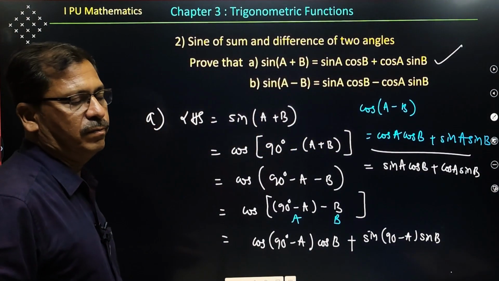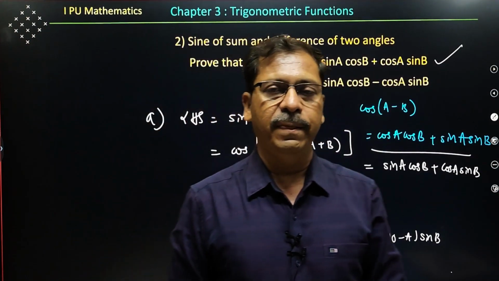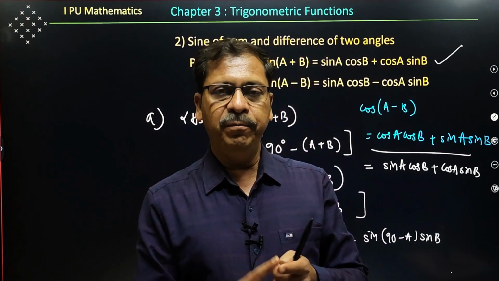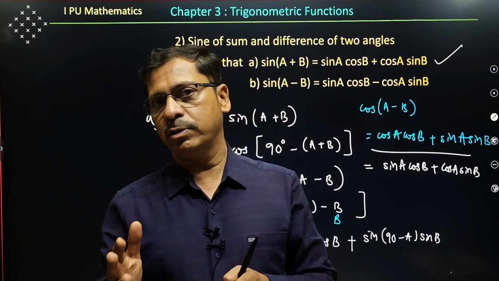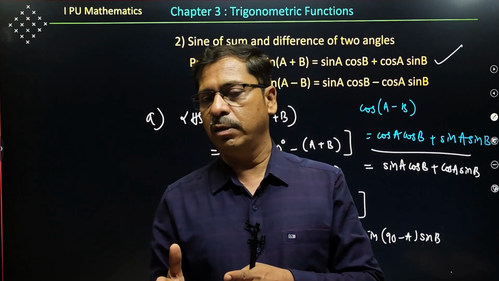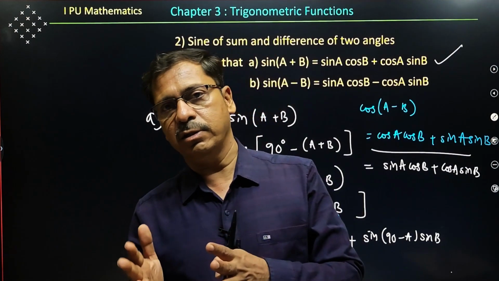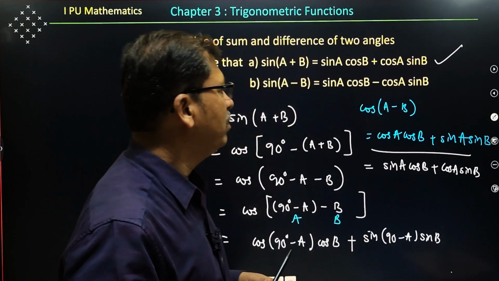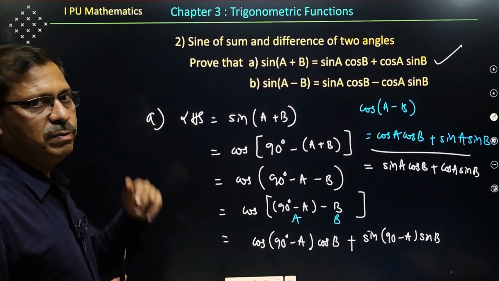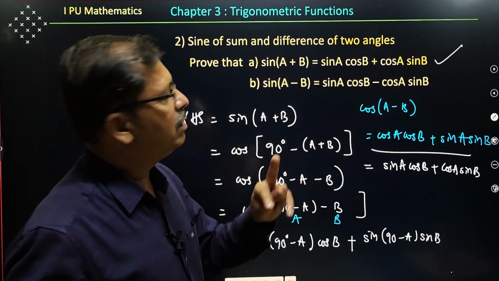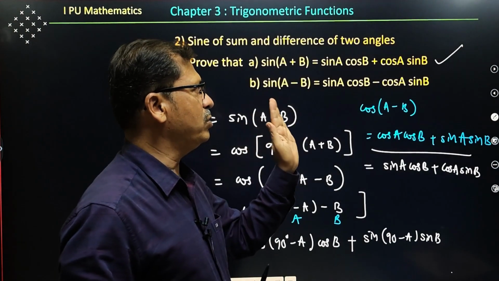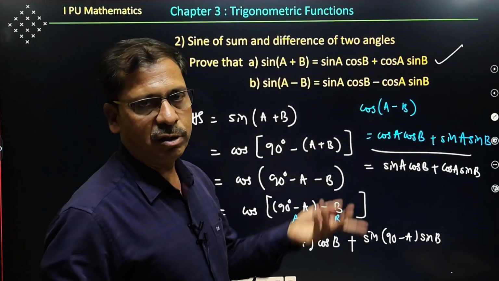I have proved 4 results. First, cos of a plus b which is equal to cos a cos b minus sin a sin b. Then cos of a minus b, cos a cos b plus sin a sin b. Next sin of a plus b which is sin a cos b plus cos a sin b. Sin of a minus b which is equal to sin a cos b minus cos a sin b.